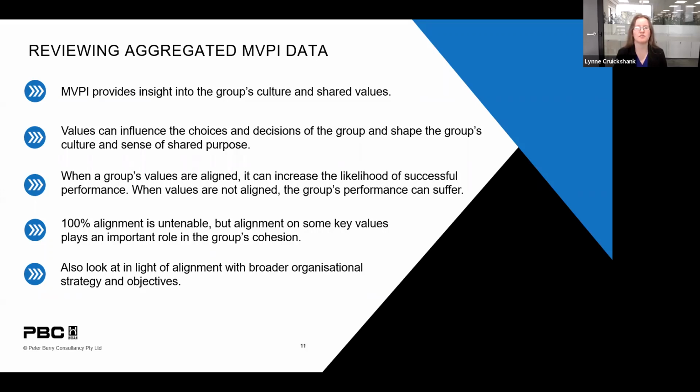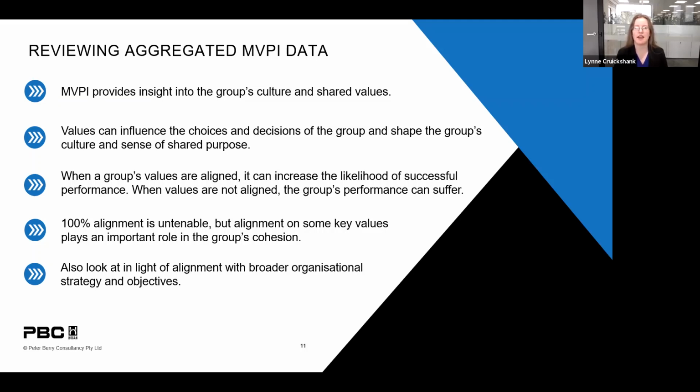And when it comes to values, it can certainly influence the kind of choices and decisions that they make as a group. It can give insight into some potential unconscious biases that the group may have around their decisions, and their preferences when it comes to their work environment and working together as well.